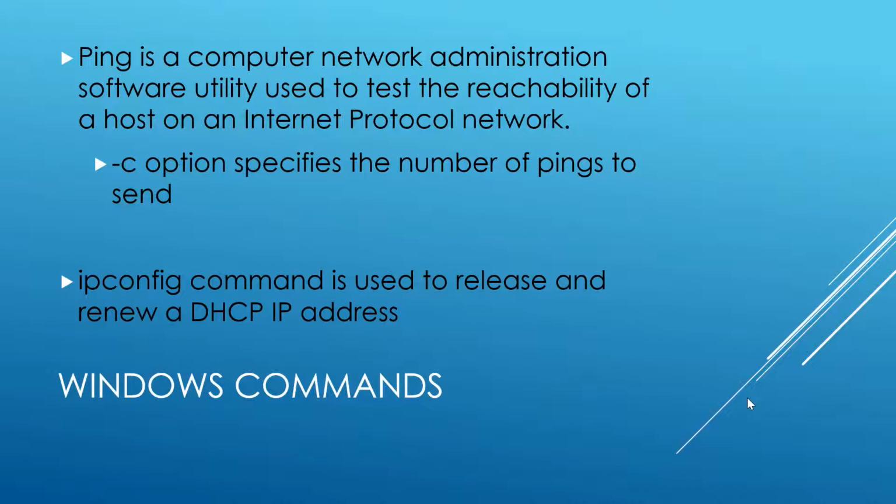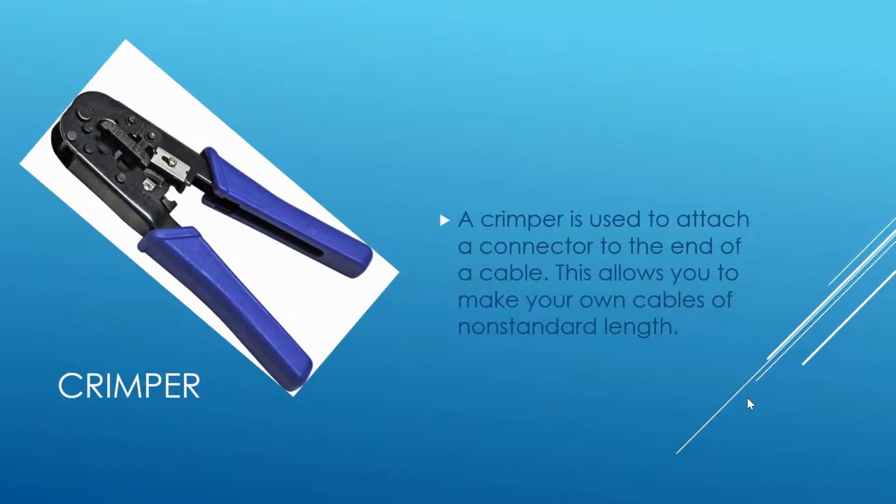And then we use the old ipconfig command to release and renew IP addresses when we get them from the DHCP server, like the example I showed you guys on Thursday. An example of some networking tools: a crimper. We use that to attach connectors, RJ45s, on both ends of the cable.